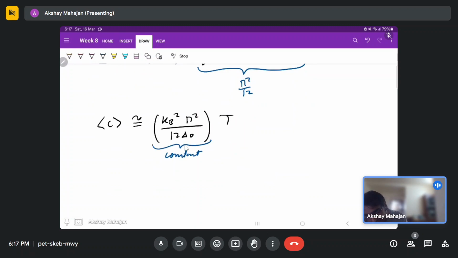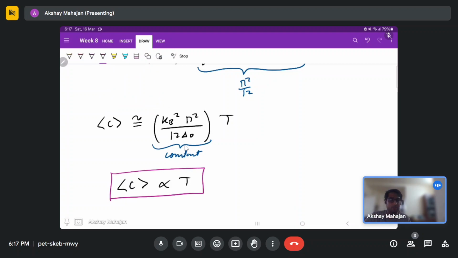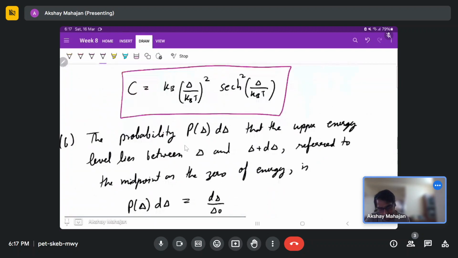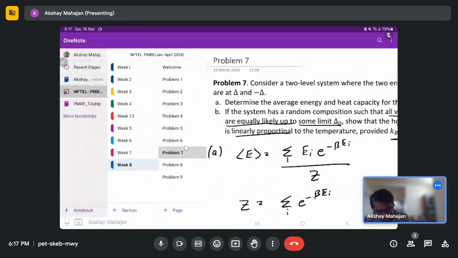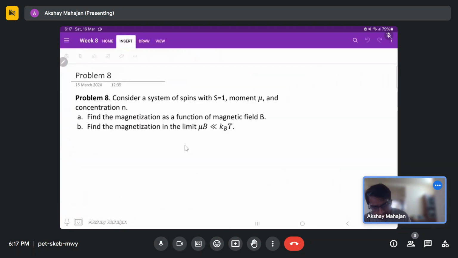So we can see that the heat capacity is directly proportional to T. Okay, so it is linearly proportional to our temperature. So this is what we had to show in this problem. Alright. Any doubt in this one? Okay. So this is problem number 7, and in the next session we will continue with problem number 8.